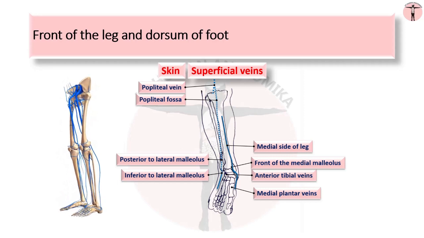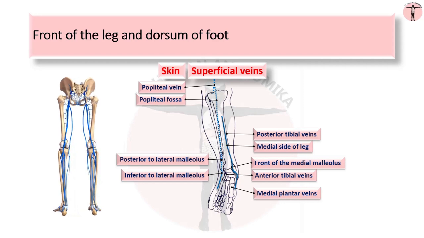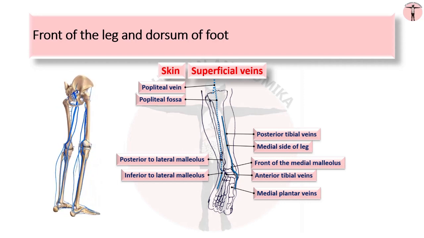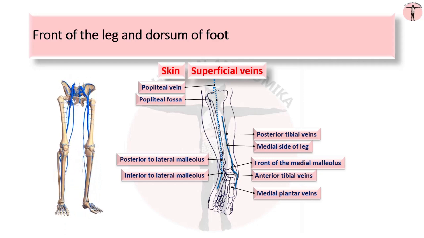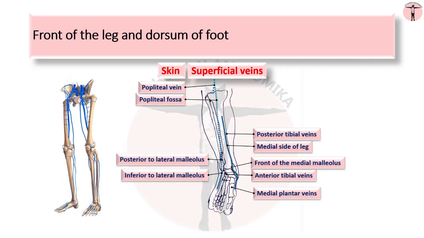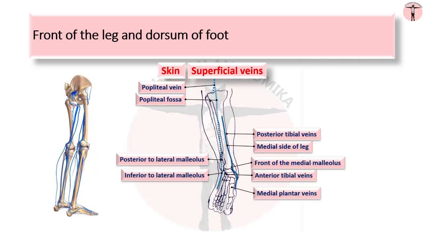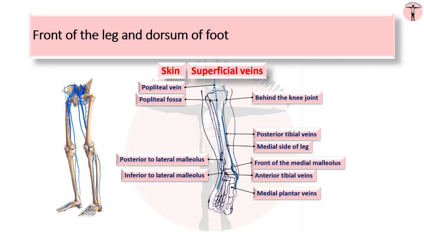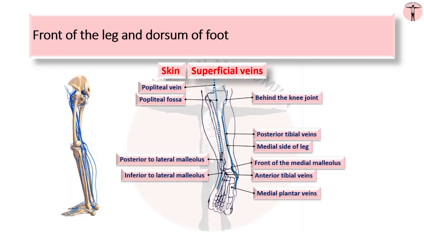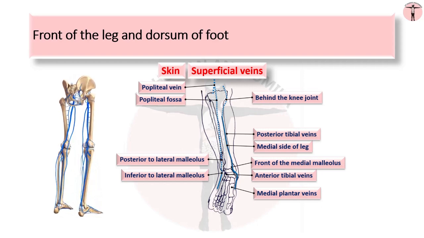Behind the medial border of the tibia, it communicates with posterior tibial veins. The valves in the communicating veins permit blood flow only from superficial to deep veins and not vice versa. This needs to be remembered. Thereafter, it runs posterior to the knee joint and then enters the front of thigh and finally drains into the femoral vein.